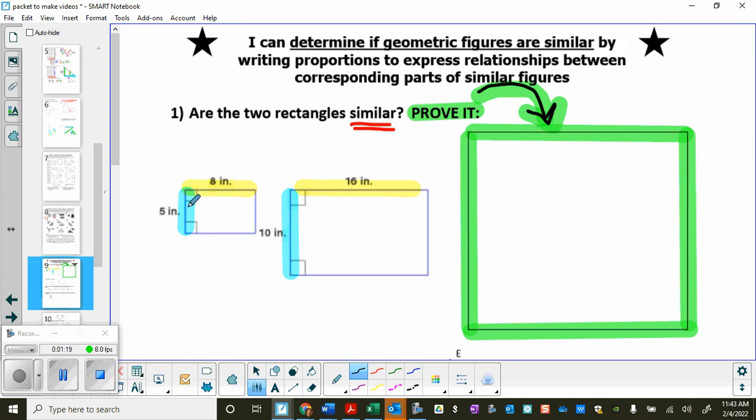So one thing I'm going to do is match blue to blue. So I've got a 5 with a 10. And then I'm going to match yellow to yellow. So 8 with a 16. So this is a proportion, and we're going to see if this is true.